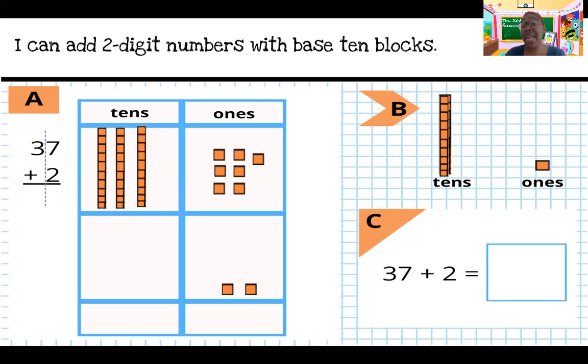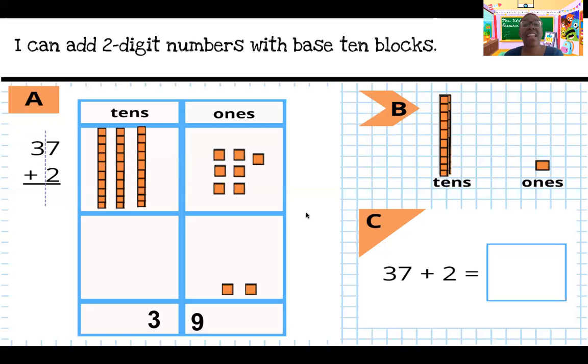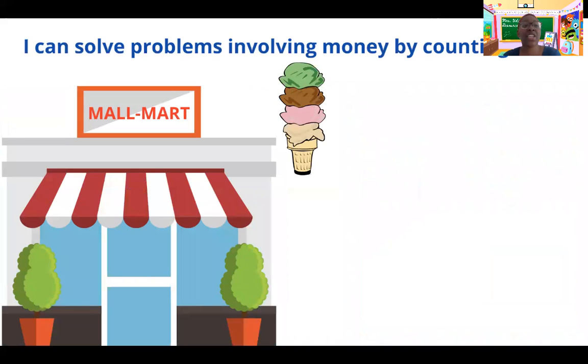How many 10s did we have? That's right. We had 3. And how many 1s? Let's count them together. 1, 2, 3, 4, 5, 6, 7, 8, 9. There are 9 1s. This means that 37 plus 2 is 39. Great job, littles.